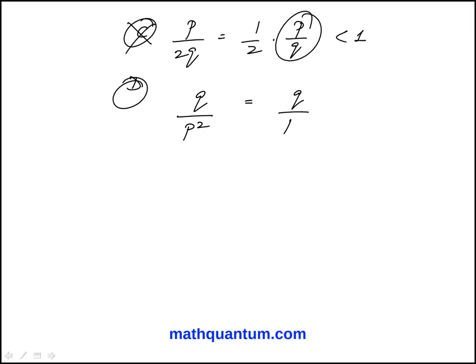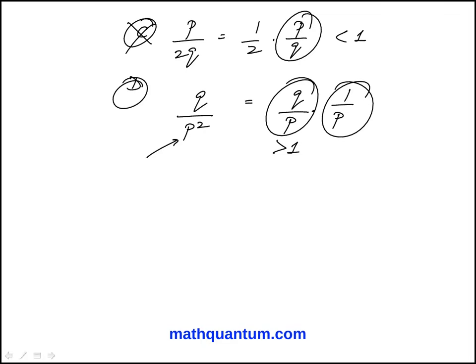And D is Q over P squared. So that's Q over P times 1 over P. Now this we know is greater than 1, but we're dividing it by P. So here we actually don't know. Because they're saying must be, it could be greater than 1, but it doesn't have to be. And I think that's what makes this one tricky.